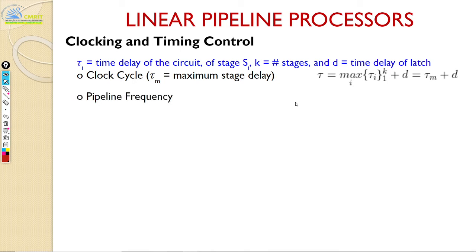All right, so next is pipeline frequency. We are talking about clock cycle, so it means there has to be a frequency. What is frequency? F equals 1 by tau. Tau is nothing but your stage delay, the maximum stage delay Tm, plus d. So 1 divided by tau will give you your pipeline frequency. Now let me ask you this question.